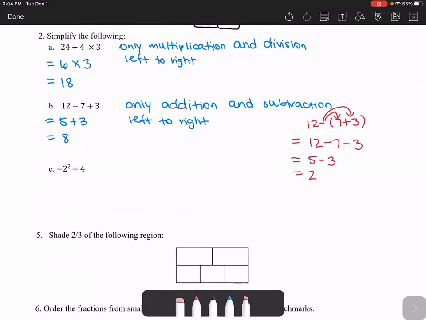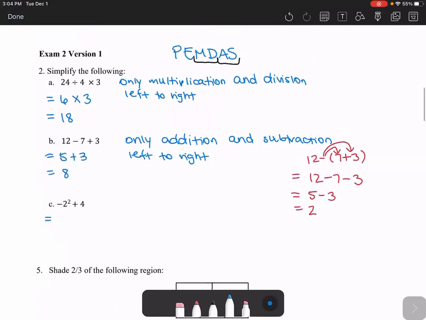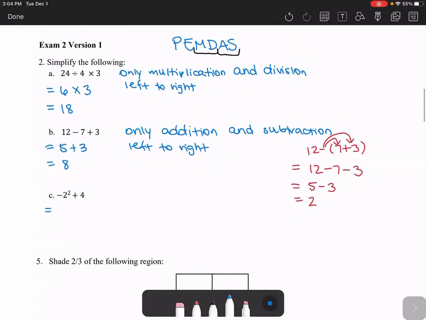Okay, so then part C. This was also commonly missed because of a lack of parentheses that a lot of people assumed was there. So PEMDAS, right? We do parentheses and then exponents. There's no parentheses in this question, so we're just doing the exponent first.